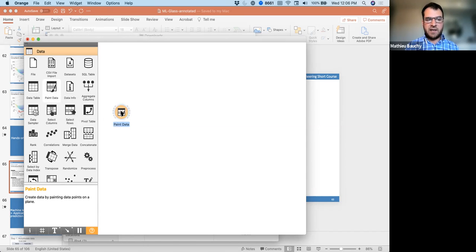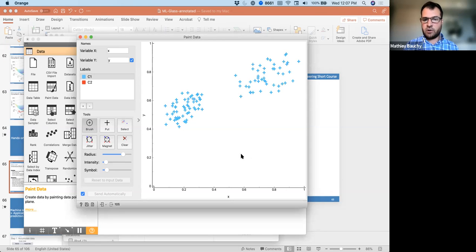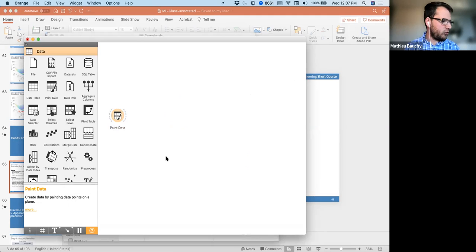So here, rather than loading an actual Excel file, I'm just going to draw some data points. I'm going to use the paint data widget. I'm going to draw different clusters: one cluster here, another cluster here, and another cluster here. So here, the assumption is that the model should be able to find 3 clusters. That's what we expect.